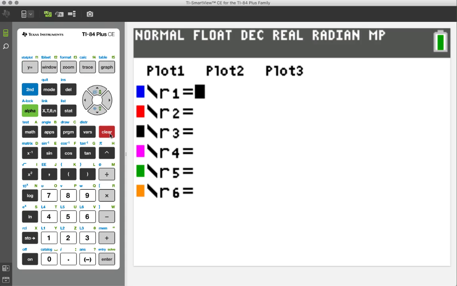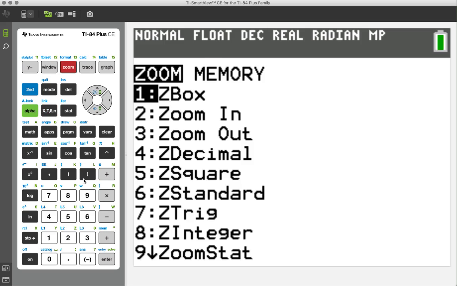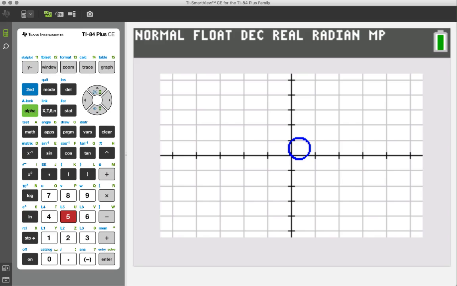Returning to y equals, if you clear that out, we'll simply type in cosine of theta plus sine of theta. And let's do zoom square, because we've seen earlier in problems we've looked at on our calculators, if you don't do zoom square, you don't necessarily get that nice circle. And there you go. It is indeed a circle.